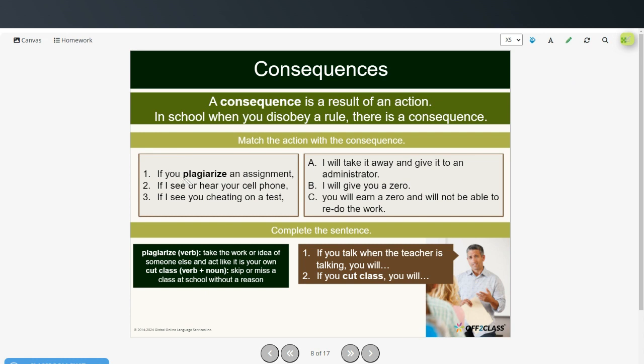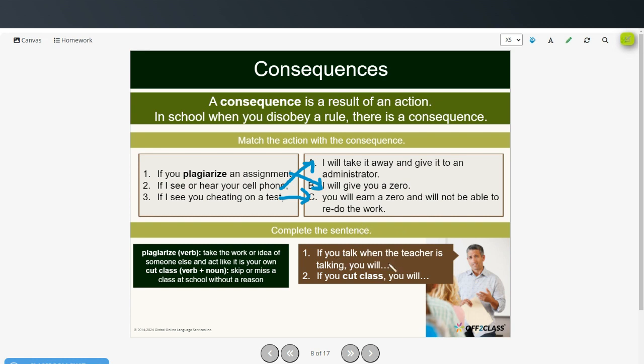All right, so if you plagiarize your assignment, probably I will give you a 0. If I see or hear you on your cell phone, I will take it away and give it to an administrator. If I see you cheating on a test, you will earn a 0 and will not be able to redo the work.